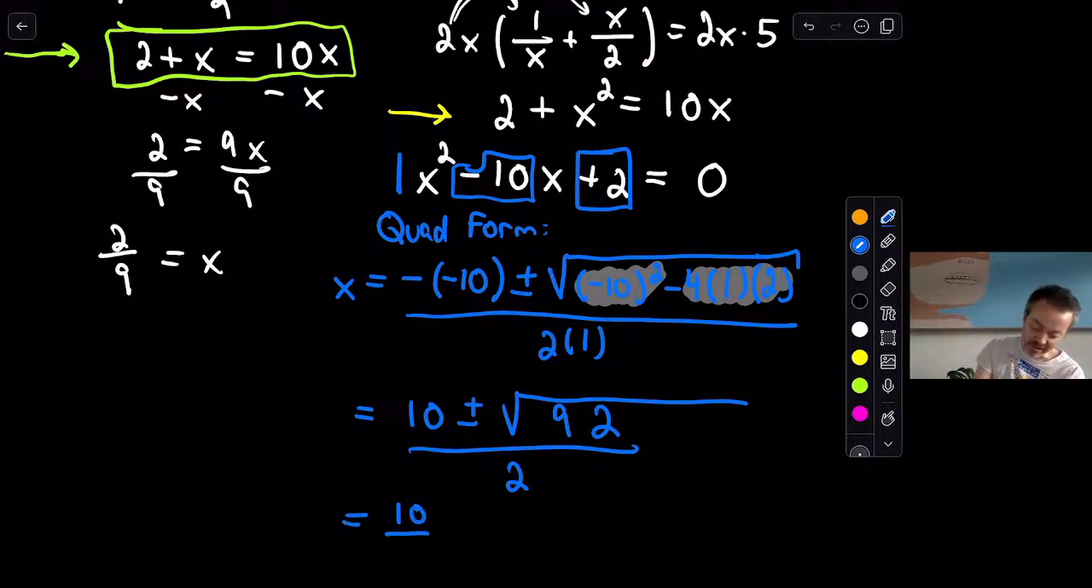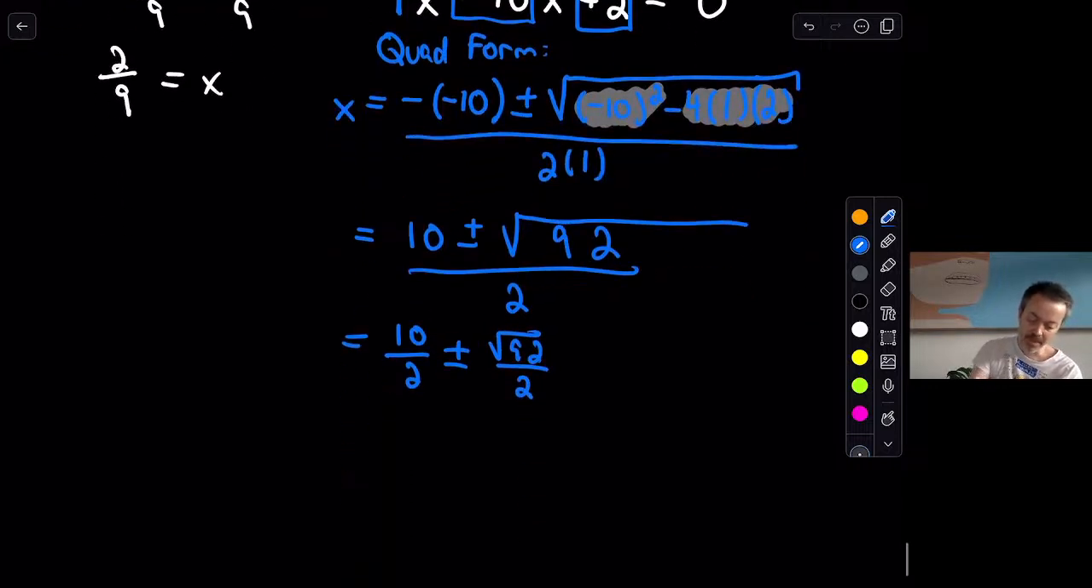You could write this as 10 over 2 plus or minus the square root of 92 over 2, which is going to be 5 plus or minus, let's see, the square root of 92, that's 2 times something. So 4 is going to go into that. So you can certainly start reducing the square root of 92. I will leave that to you.